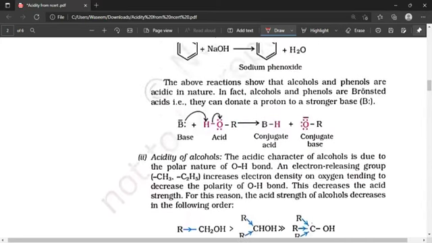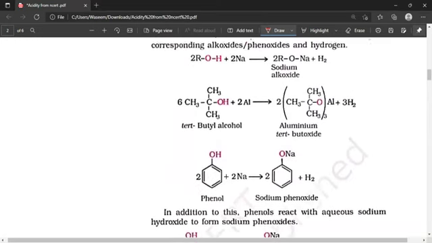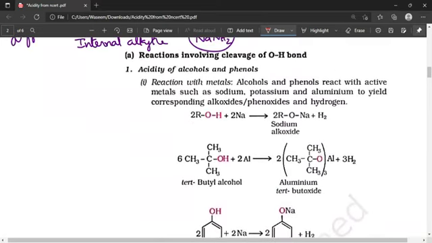Now in alcohols, the hydrogen is bonded to electronegative oxygen. Here, the acidity of phenol is given. In alcohols and phenols, the hydrogen is bonded to the electronegative element oxygen. So there is a partial polarity already. Delta positive, this hydrogen can come out as a proton. It can act as an acid.